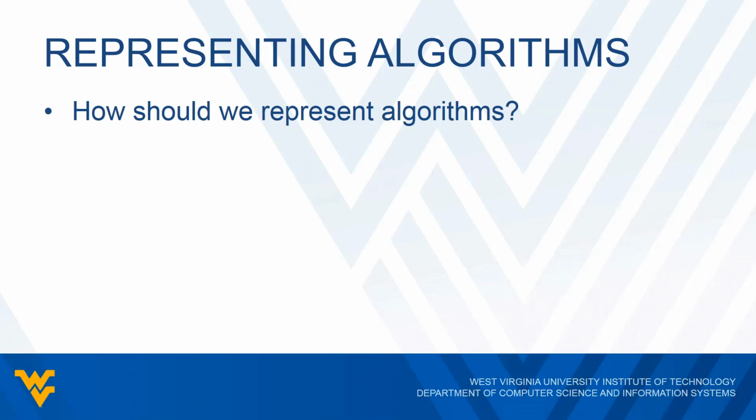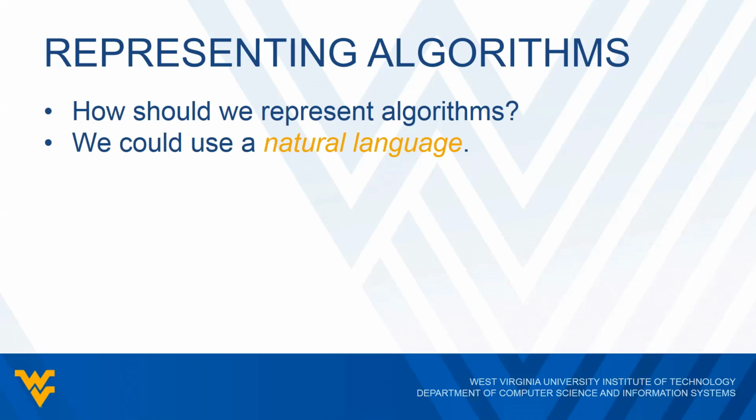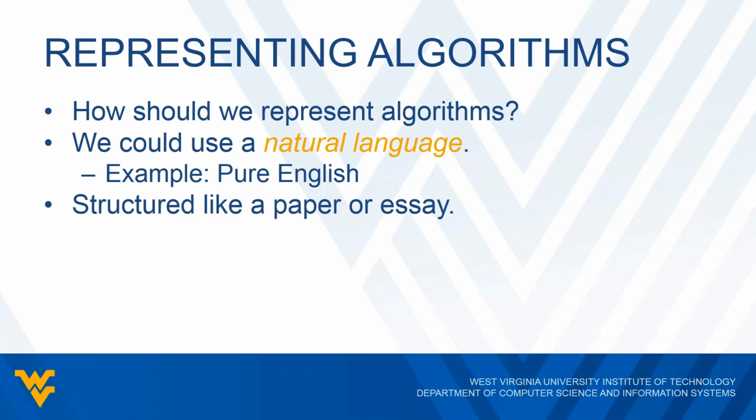Well, one possibility is to use a natural language, the language that we speak and write on a regular basis. So, for example, English, or maybe Spanish, or Arabic, or Japanese, or Chinese, or whatever. This is an obvious choice just because we're familiar with these languages. We use them every day when speaking and writing. So whenever we write our algorithms, they can be structured more like a paper or an essay.